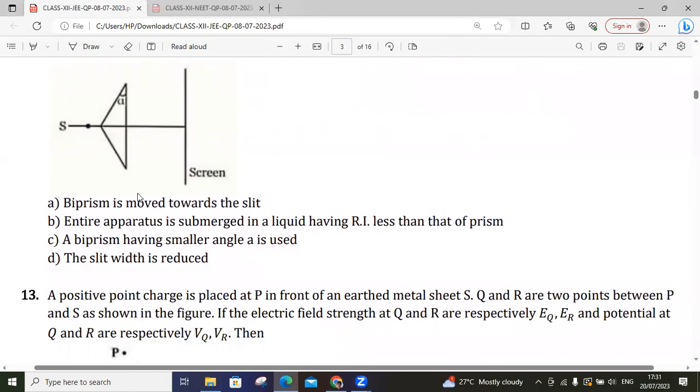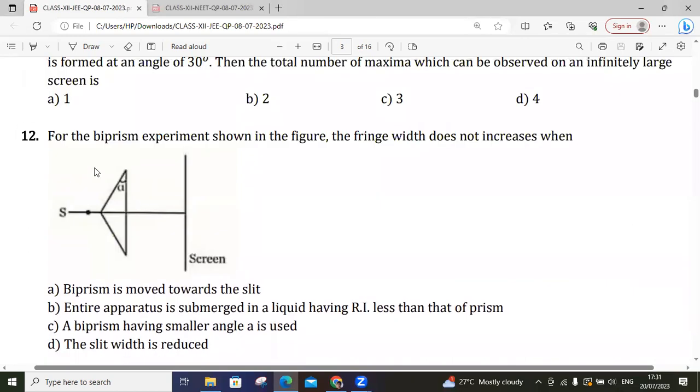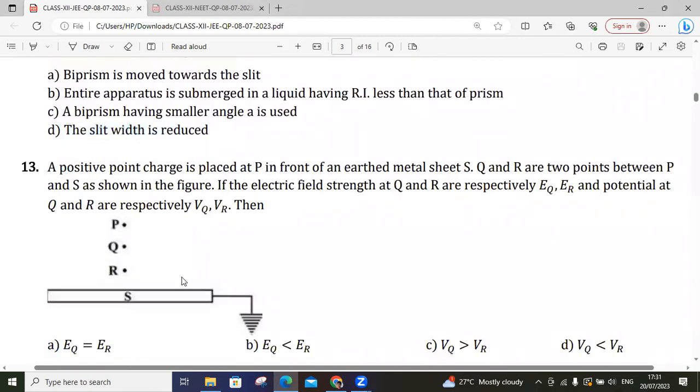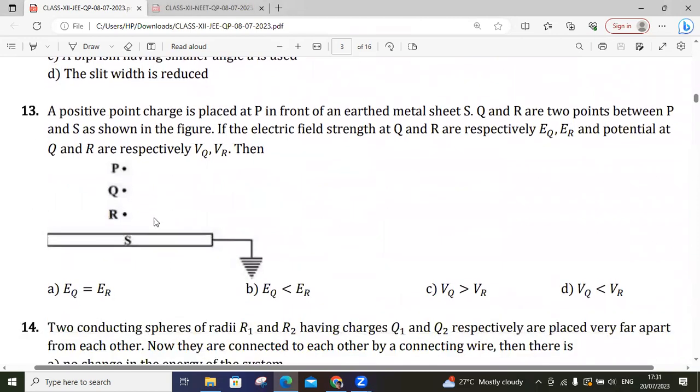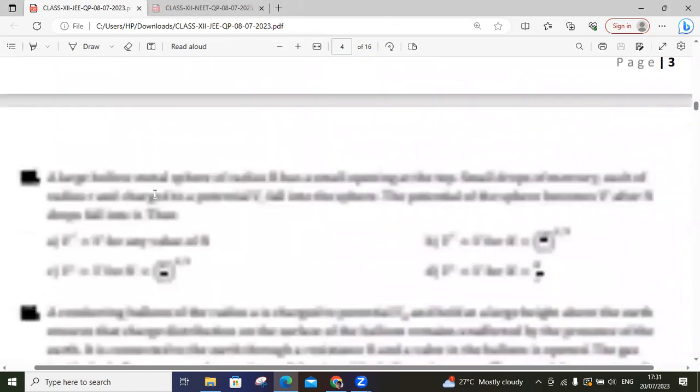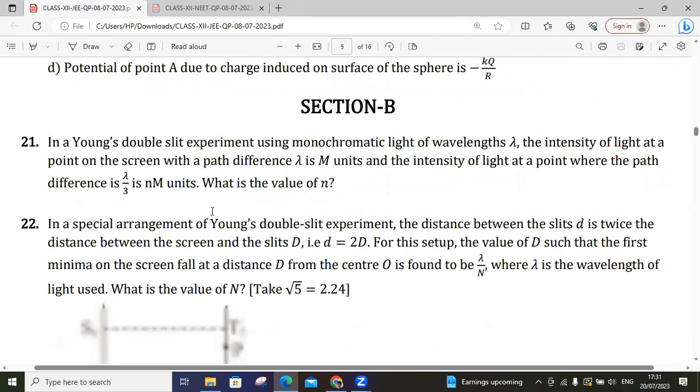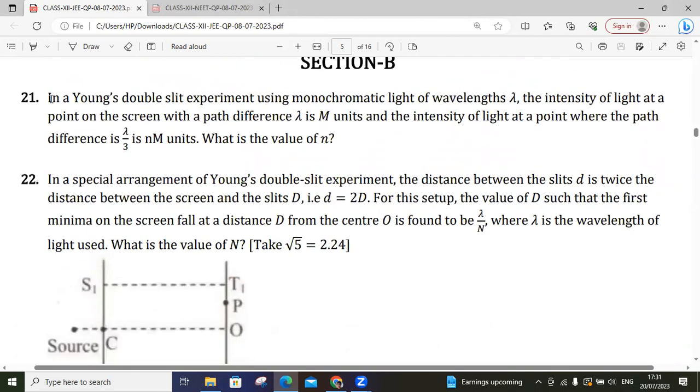13th question. This 12th question we will do later. The option D is the correct answer. I'll tell you later. Then positive point charge. Okay, this is electrostatics. Then we'll go for section B.